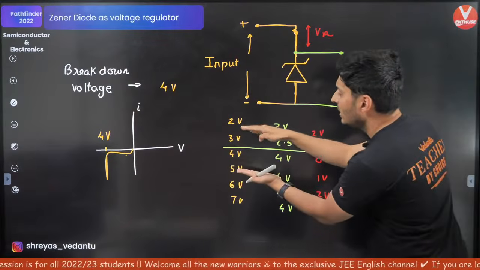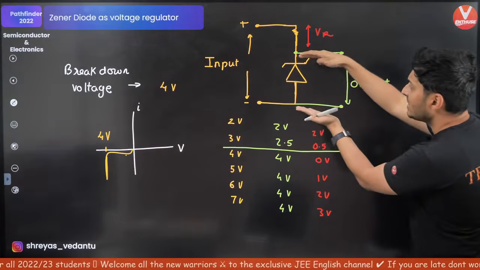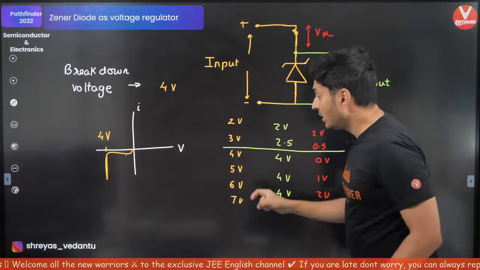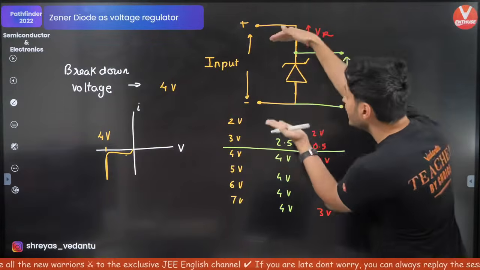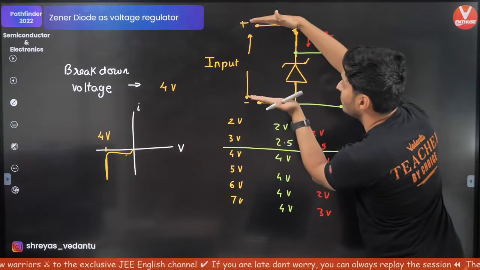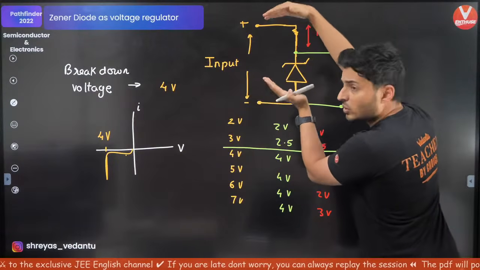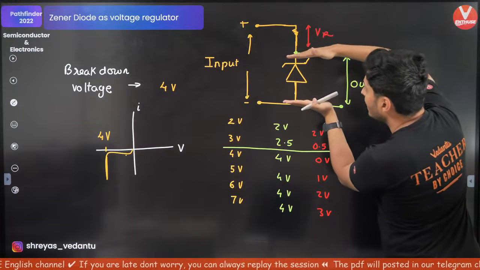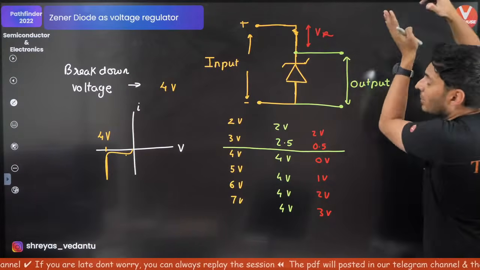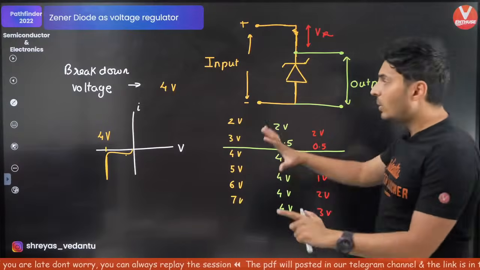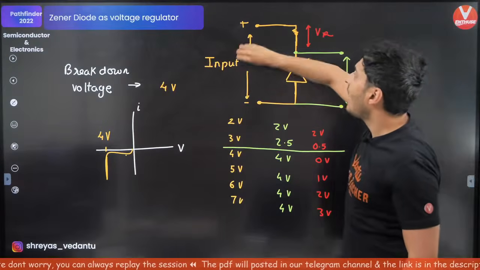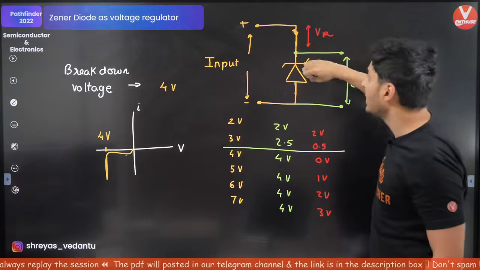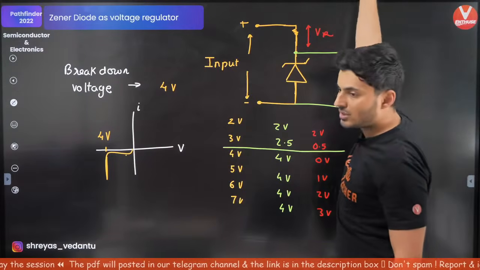So till it reaches 4 volts, this Zener diode might have some amount of voltage difference, but the moment you exceed 4 volts, if this becomes 5 or 6 or 7, out of those 5 or 6 or 7 volts, only 4 volts will be dropped here, and the remaining part will be dropped across the resistor. So that way it will make sure no matter how high this goes, only 4 is dropped here, or the breakdown voltage is dropped here, and the remaining gets dropped across the resistor.